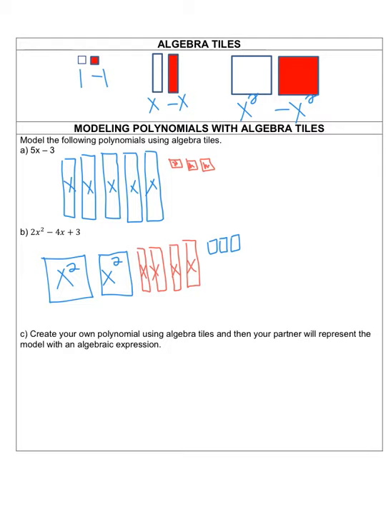Okay, now what I want you to do is you're going to create your own using Algebra Tiles, and then your partner is going to write down what that would be as an algebraic expression. I'm going to do one as an example. Do not write this one down in your notes because you're going to save your section C for your own. I'm just showing you an example. So we're actually going to go backwards. Now I'm going to start with the picture, and then as a class I want you to guess what the expression is. So here's my picture.